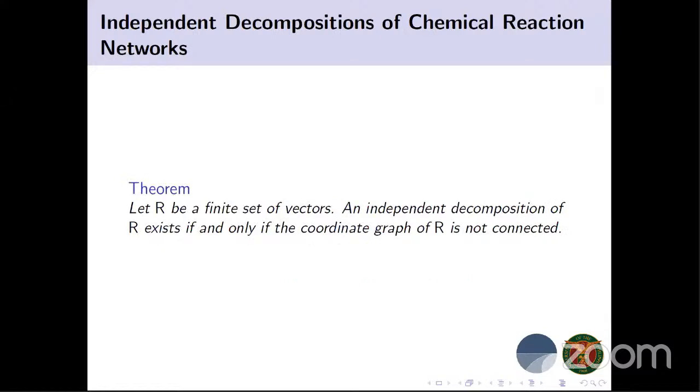We have this main result theorem. Let R be a finite set of vectors. An independent decomposition of R exists if and only if the coordinate graph of R is not connected. So this is a necessary and sufficient condition for us to get this independent decomposition if it exists.